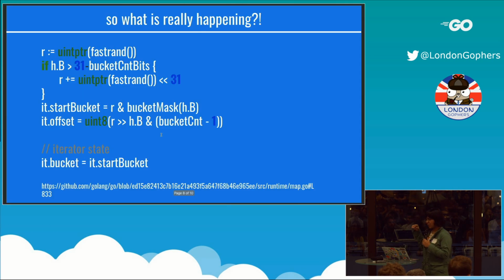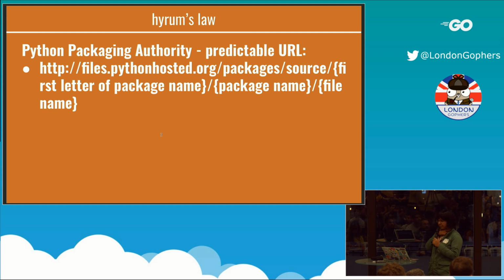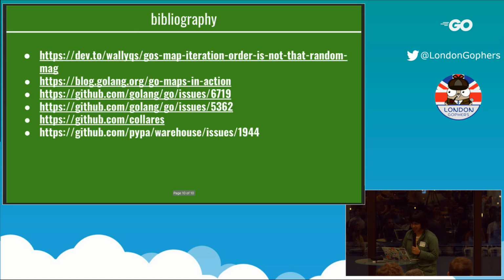There's also a lot of other Hyrum's law in the wild that have been seen. One example is the Python Packaging Authority. Every time they released a new version of the package, they had a predictable URL and someone broke it. People opened issues on GitHub saying, "Can you just give us a predictable URL?" But they said, "This is not a contract that we signed up for. Maybe you should use something else." If you have any other examples of Hyrum's law, I would love to hear them. That was my talk, and these are all the links that I used.